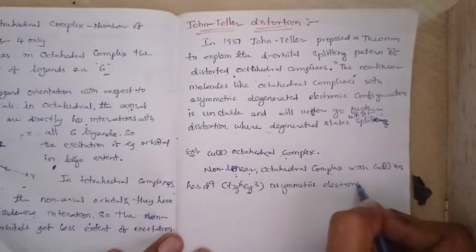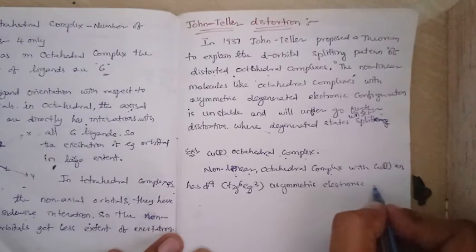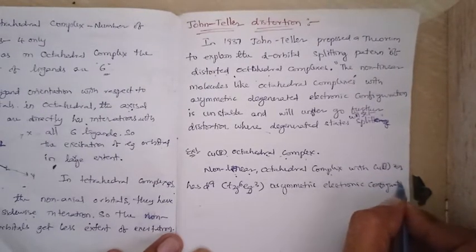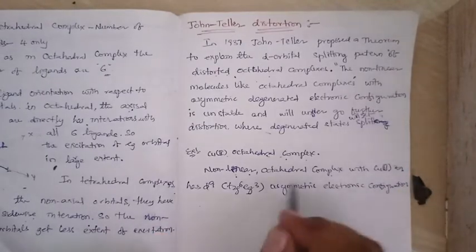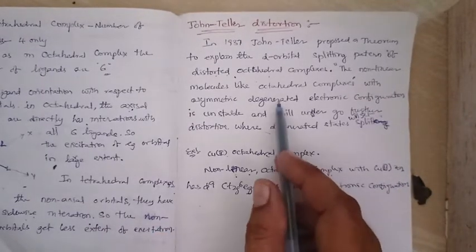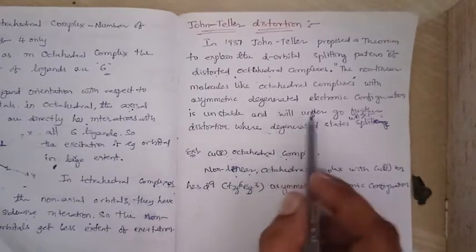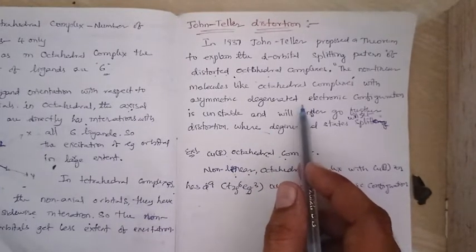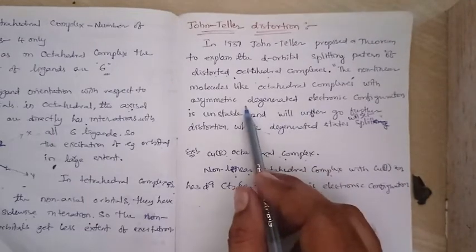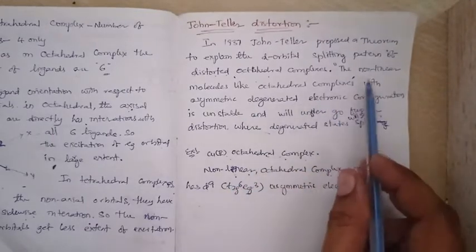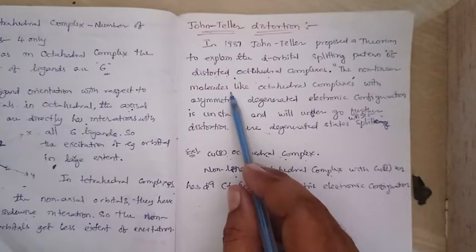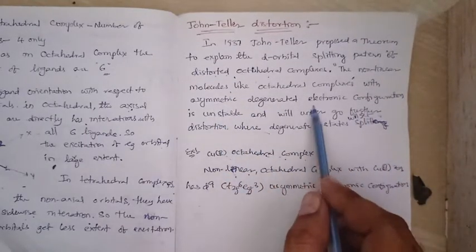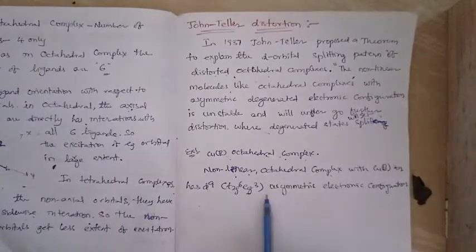asymmetric electronic configuration, right, isn't it? The statement is correct with respect to this. What we take as an example is the effect that will be correct for the statement. The statement of Jahn-Teller distortion says that a non-linear complex should have an asymmetric degenerate electronic configuration like this.